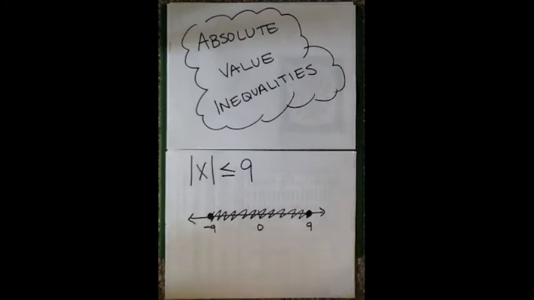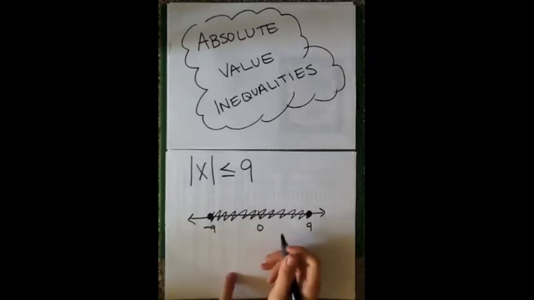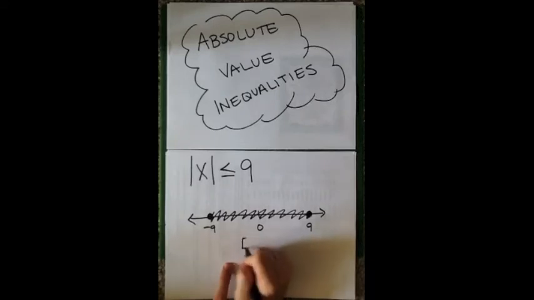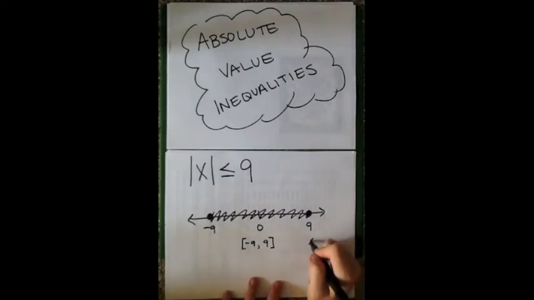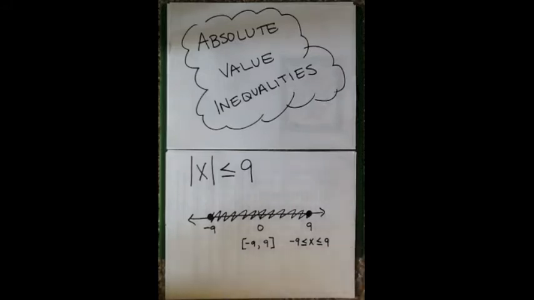To write my solution, there are two different notations we can use. We can use interval or we can use inequality. So if it's interval, it's negative 9 to 9. If it's inequality, x is greater than or equal to negative 9, less than or equal to positive 9. And either one of those is just fine.